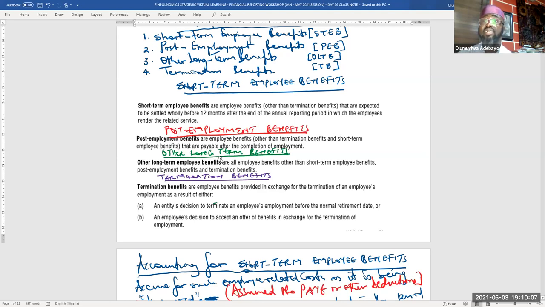How? Other long-term benefits share similar treatment with post-employment because of the time value of money and the issue of actuarial assumption. But the difference between other long-term benefits and post-employment is that the actuarial assumptions are not as complicated. And likewise, there's a limitation in recognition of differences in other comprehensive income as it relates to remeasurement. And we're going to discuss that.